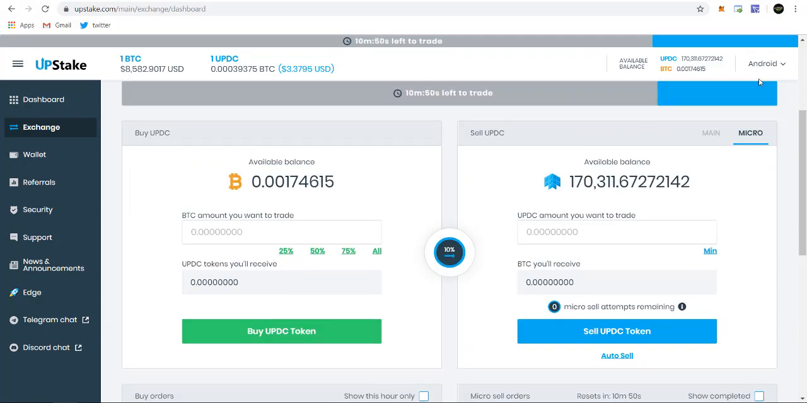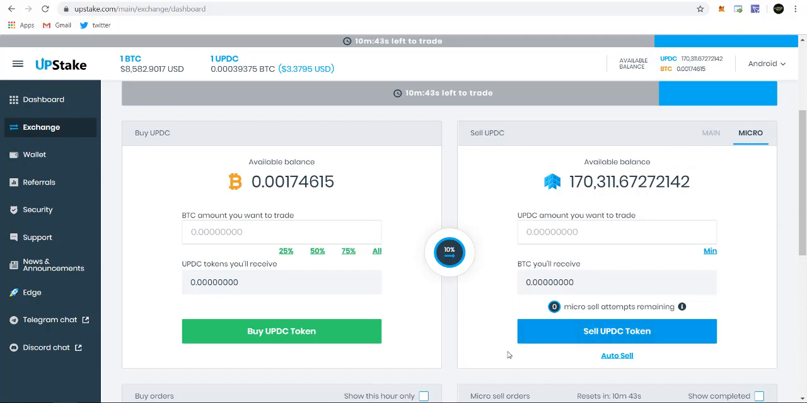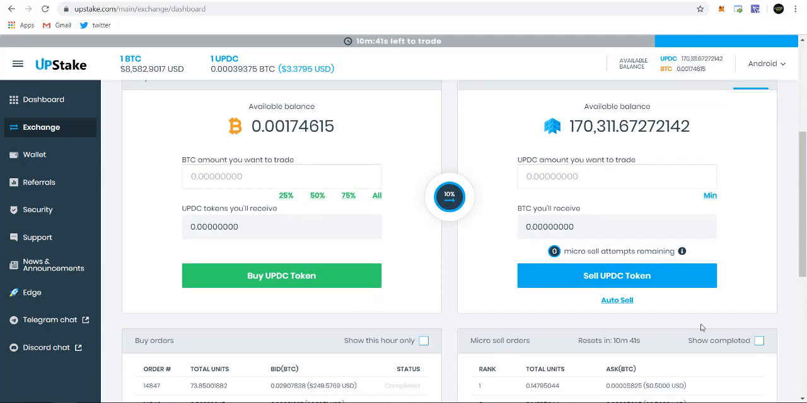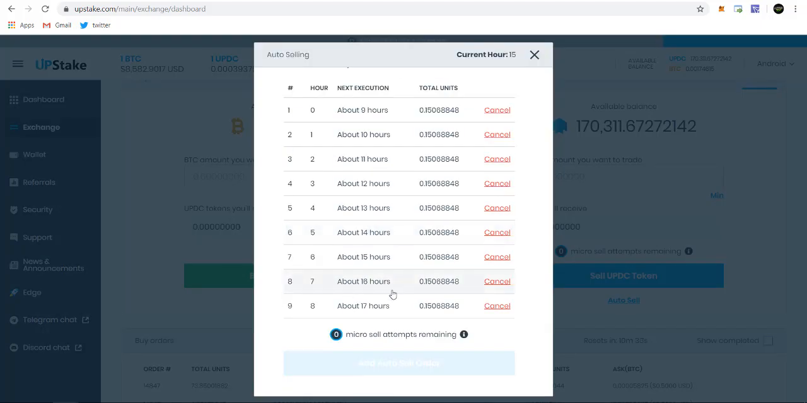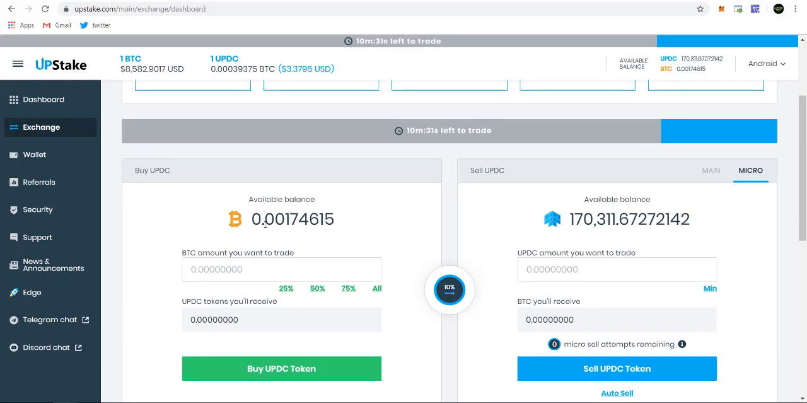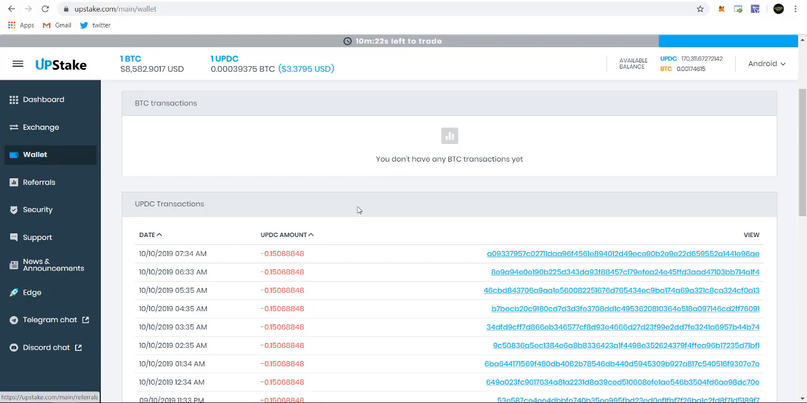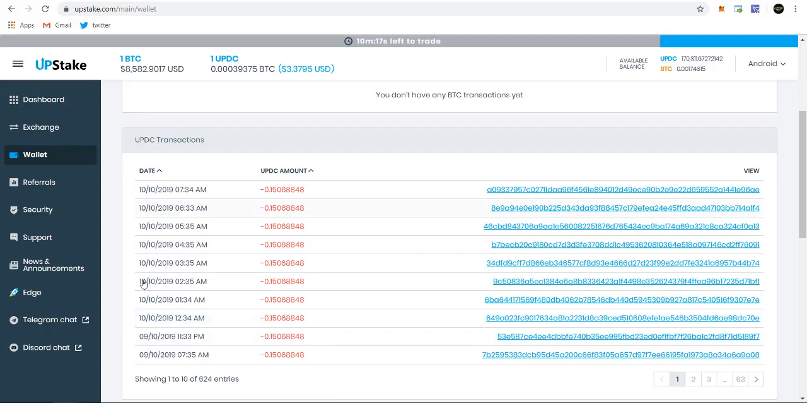I am also a premium member of this. You can also be a premium member, and I am on level 5, which allows me to place auto sell orders. Nine sell orders were completely filled. I checked this morning, these orders were all filled, and I sold this much UPDC token from my wallet. You can check the transaction histories from this. I sold on the 10th, these are all the transactions that I sold.